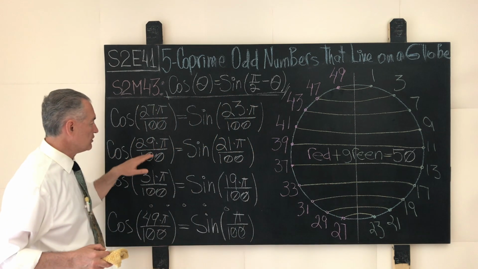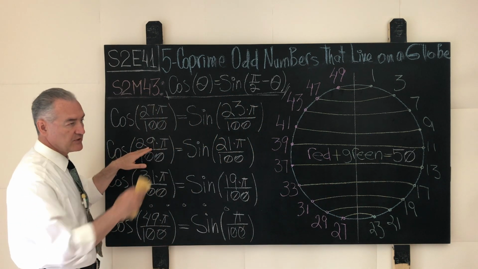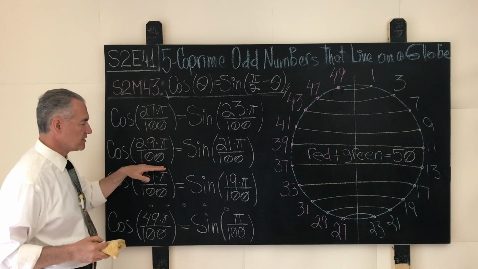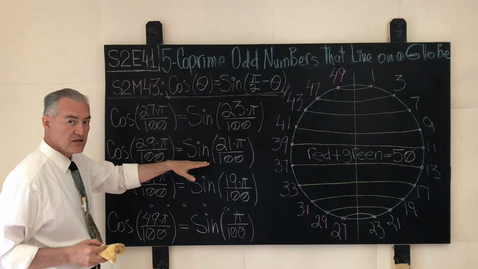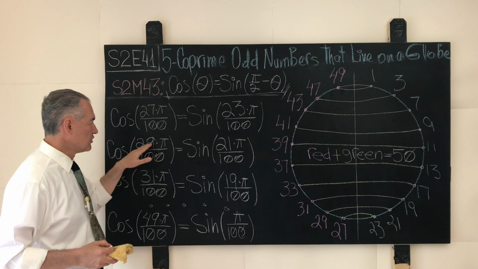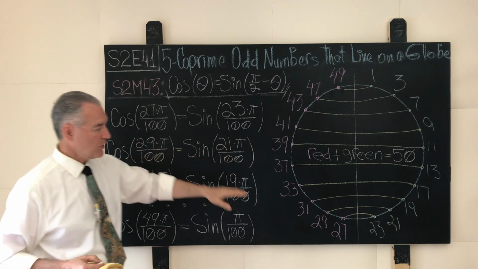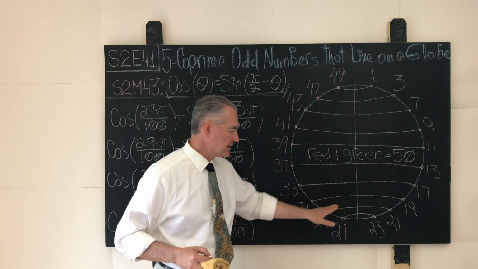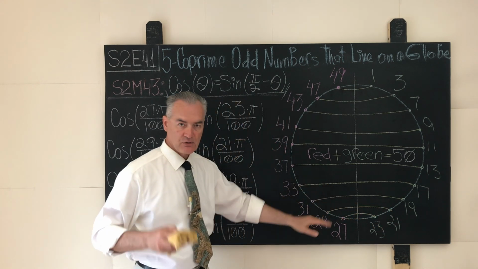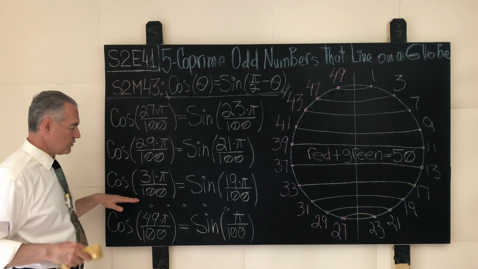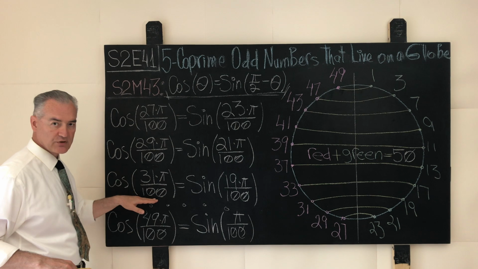The distance between 29 and 50 is what? 21. Consequently, the cosine of this argument becomes the sine of this argument 21. 29 and 21 live on the same parallel of our trigonometric planet, and so on. The cosine of 31 times pi over 100.